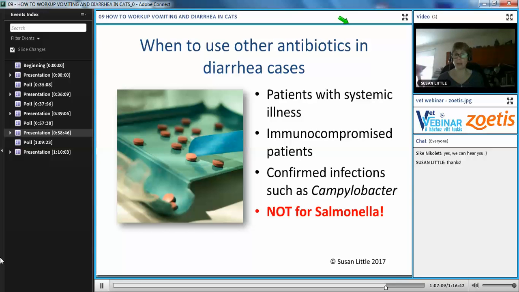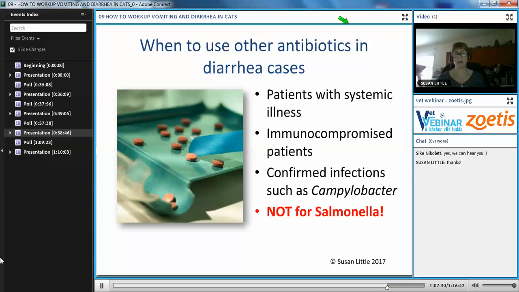So patients with fever, leukocytosis, for example, or an immunocompromised patient. You might use them when we have confirmed that the cause of clinical signs is an infection like Campylobacter, for example. The one instance where we don't use antibiotics, even in the face of a confirmed infection, is Salmonella.